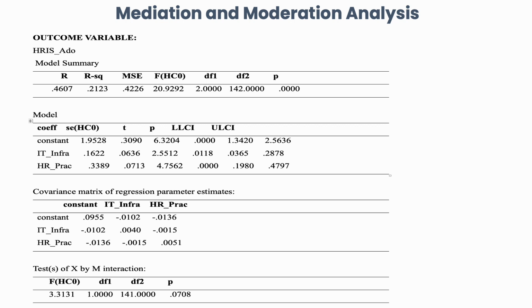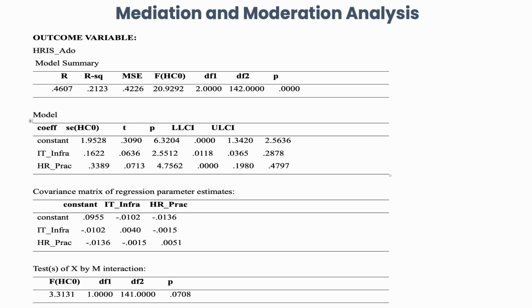This means that p is equal to 0.0118. For HR practice, the coefficient is 0.3389, indicating that a 1 unit increase in HR practice is associated with a 0.3389 unit increase in HRIS Edu, where p is less than 0.001.